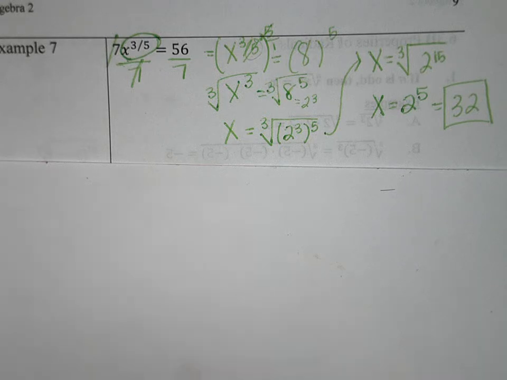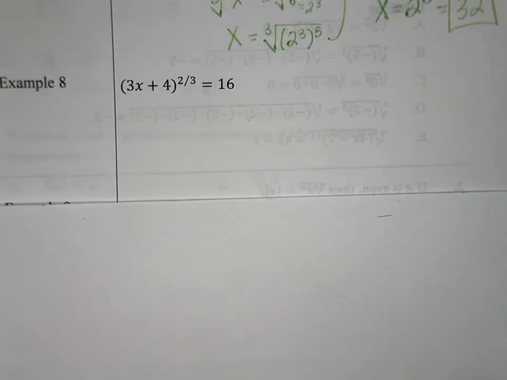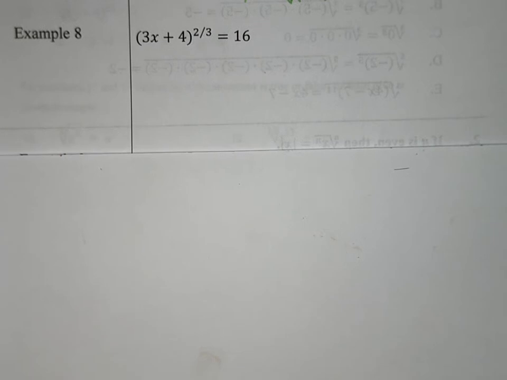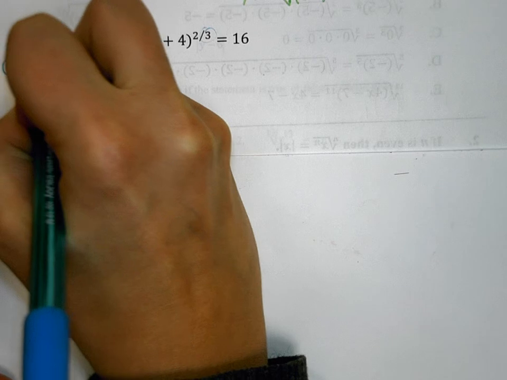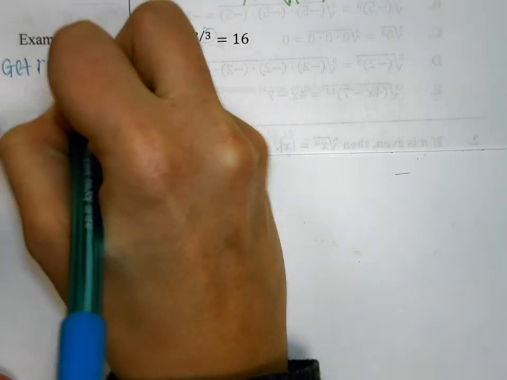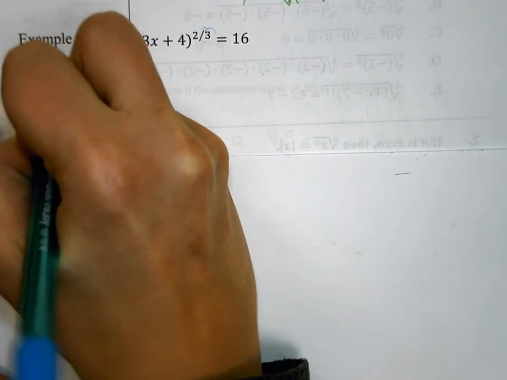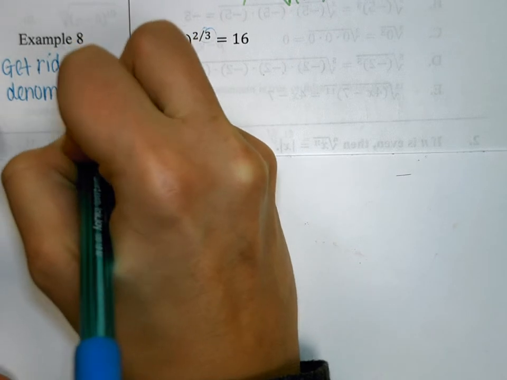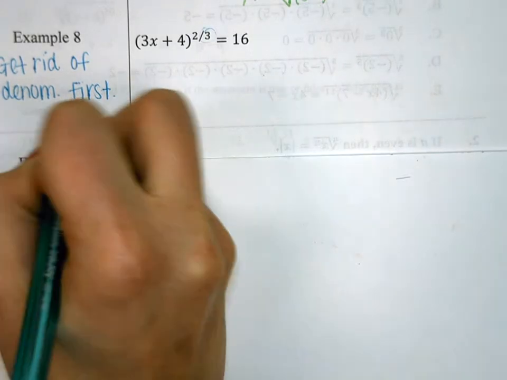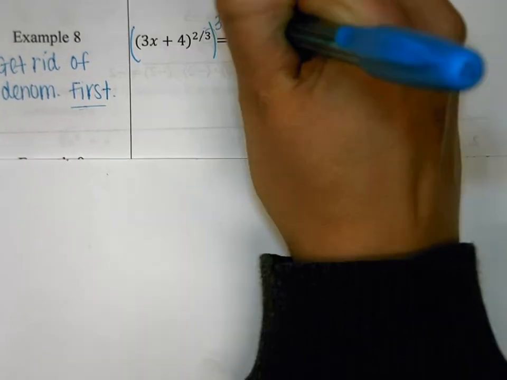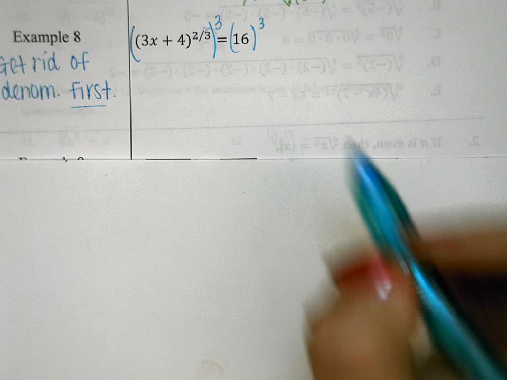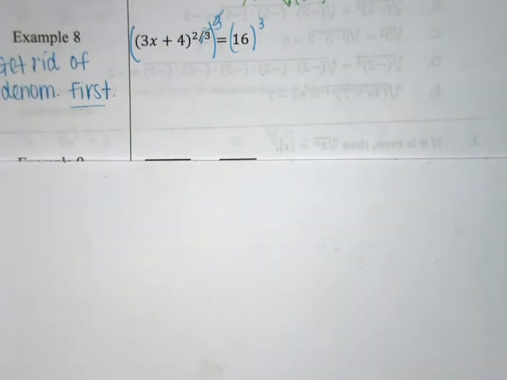Let's try it again. So example 8. I have 3x plus 4 to the power of 2/3. So I always want to get rid of the denominator first. So let's write that note off to the side. Get rid of denominator first. Okay, so we want to get rid of the denominator first. So to get rid of that denominator, we want to raise each side to the third power, because the 3 and the 3 are going to cancel each other out.